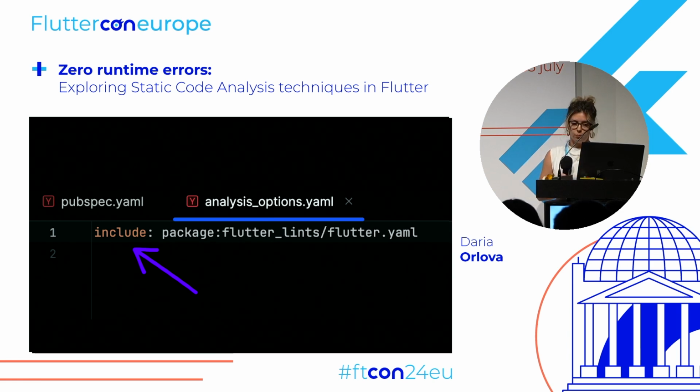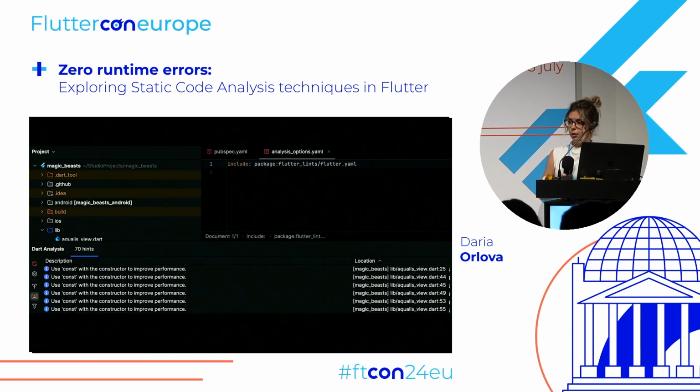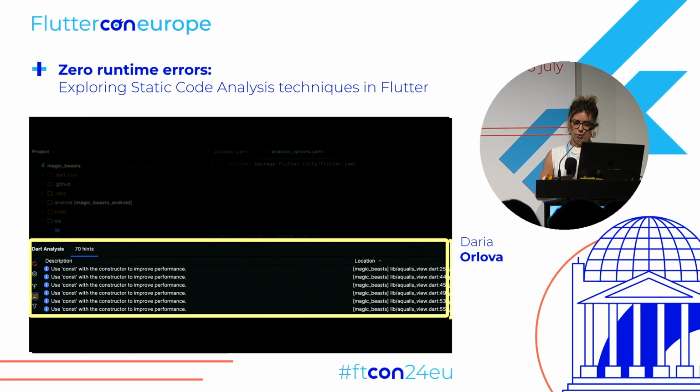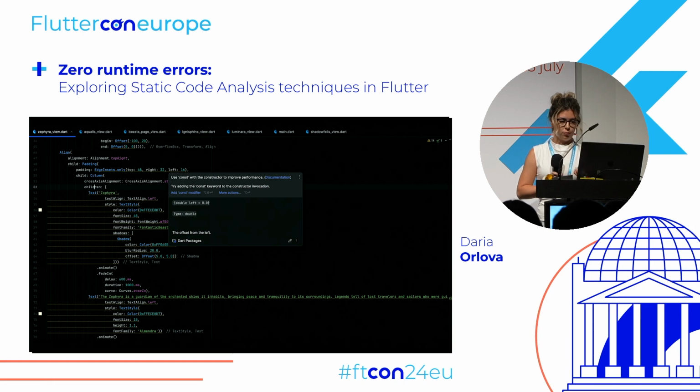And doing this will enable the lints in our projects, and the Dart analyzer will start using them. For example, by just enabling the standard set of lints, we can already see in our IDE of choice, in my examples it is Android Studio, that we have 70 issues. And most of these issues are related to the fact that we're not using const constructors. Then in our IDE, we see the highlighted code, and if we put our cursor on the correct line, we will see the description of the lint.